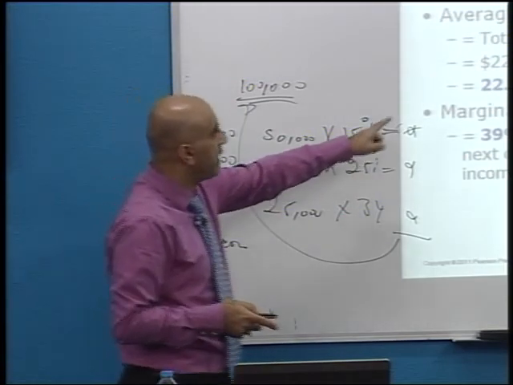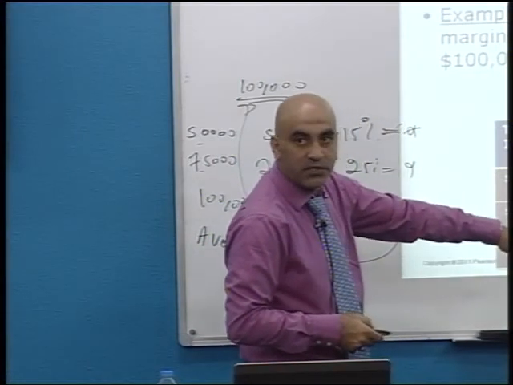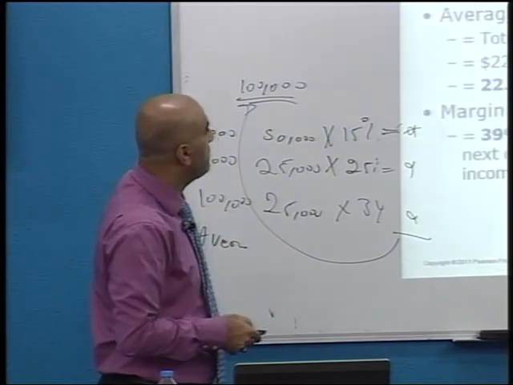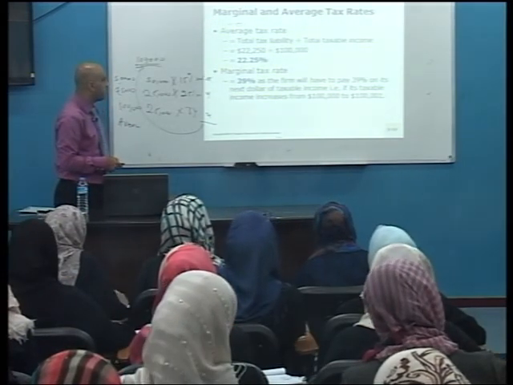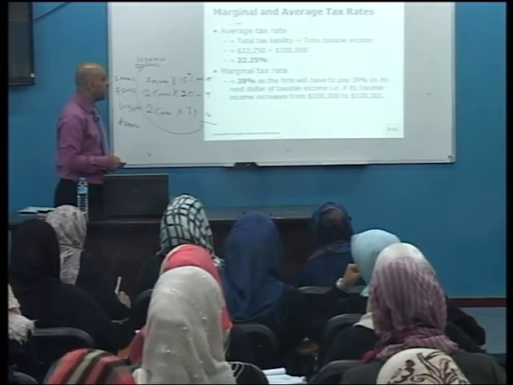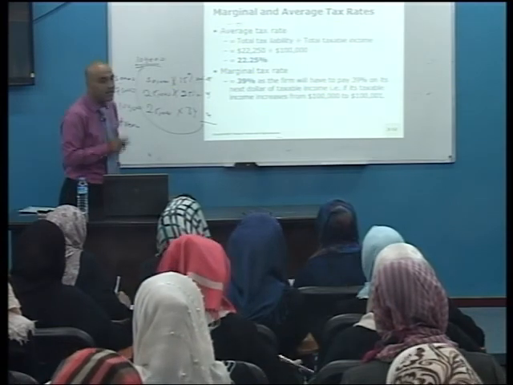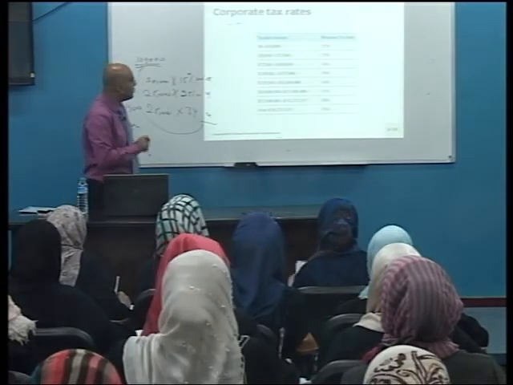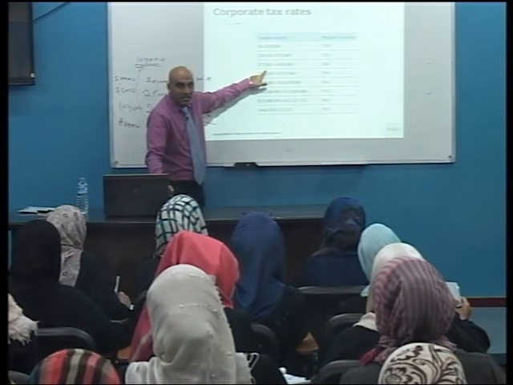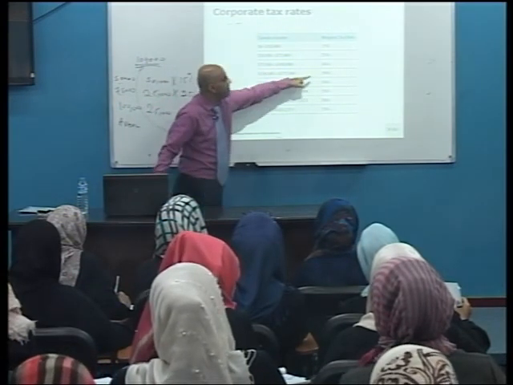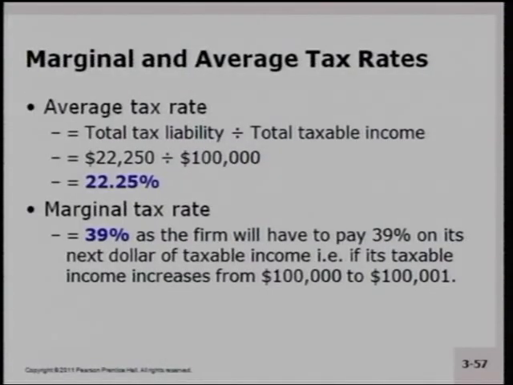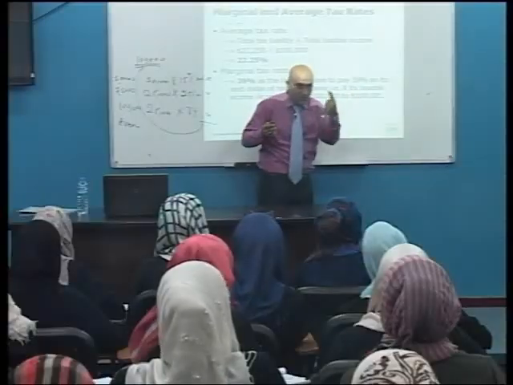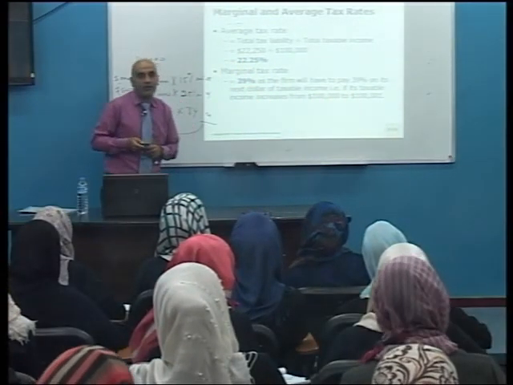Average tax rate, as we say here: the total tax we will pay is 22,250, divided by $100,000, so the average tax rate is 22.25%. And a marginal tax rate of 39%, as the firm will have to pay 39% on its next dollar. So if the business makes 100,000 plus $1, it will pay 39% on that next dollar. The marginal rate applies when taxable income increases from $100,000 to 100,000 plus $1.